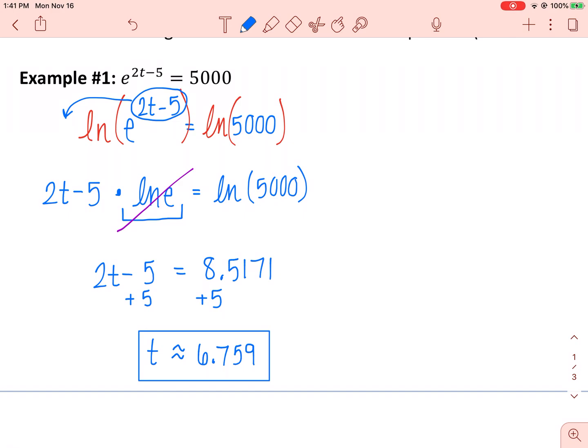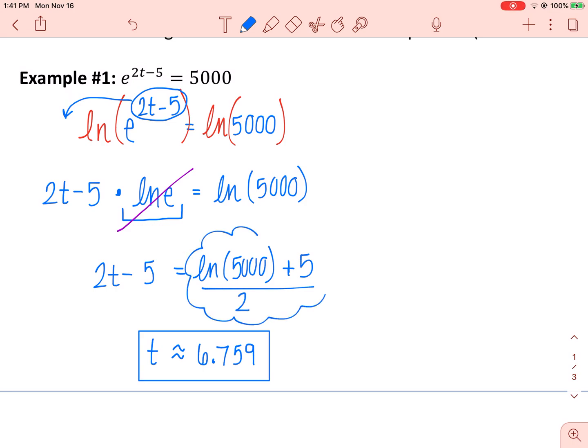Another way to do this, so I'm going to erase this, but you already have it written down, is instead of simplifying it right away, you could actually leave the 5,000. You can add 5 to it, divide by 2, right, following all those steps. And if you just type this in your calculator, you will get the correct answer as well. So it depends when you want to simplify.